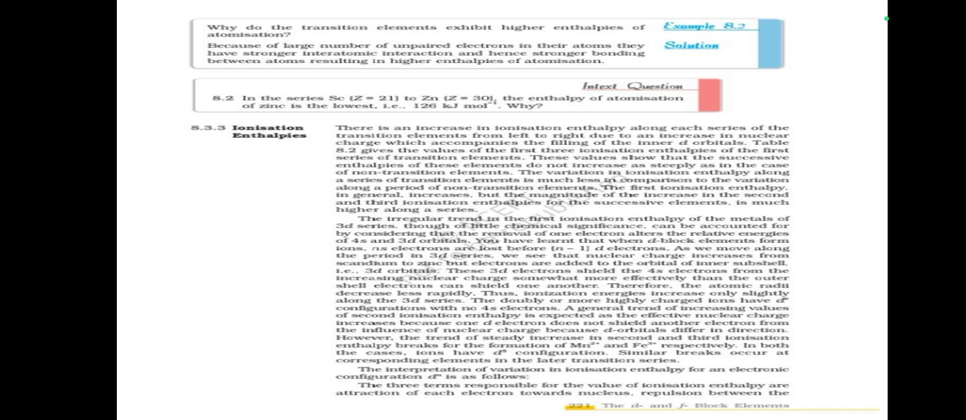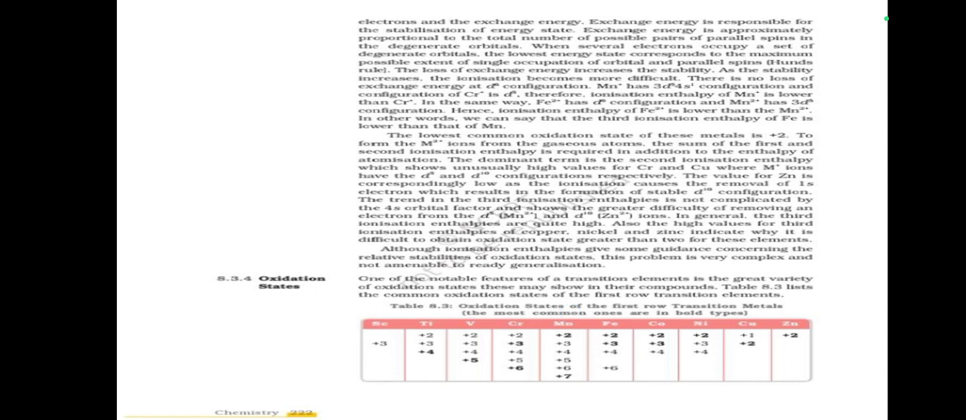The interpretation of variation in ionization enthalpy for the electronic configuration dn is as follows. The three terms responsible for the values of ionization enthalpy are the attraction of each electron towards the nucleus, the repulsion between the electrons, and the exchange energy. Exchange energy is responsible for the stabilization of energy states. It is approximately proportional to the total number of possible pairs of parallel spins in the degenerate orbitals.